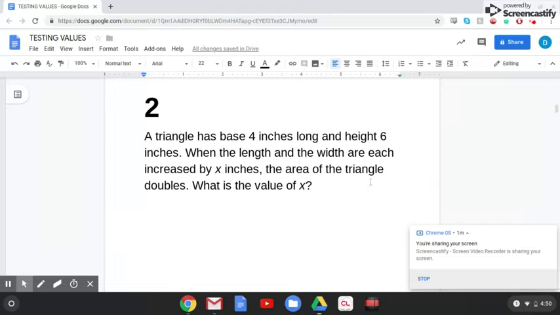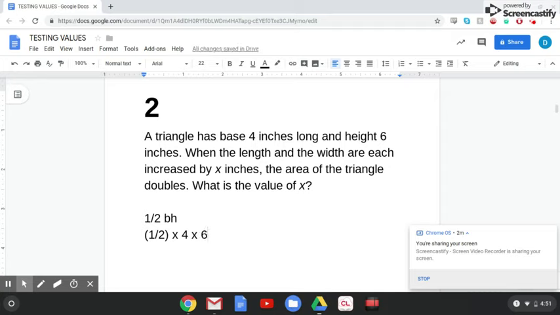Number two, a triangle has base 4 inches long and height 6 inches. When the length and the width are each increased by x inches, the area of the triangle doubles. What is the value of x? So we'll start with 1/2 base times height, right? That is our area of a triangle. So if we plug in what we got there, we have 1/2 times 4 times 6.